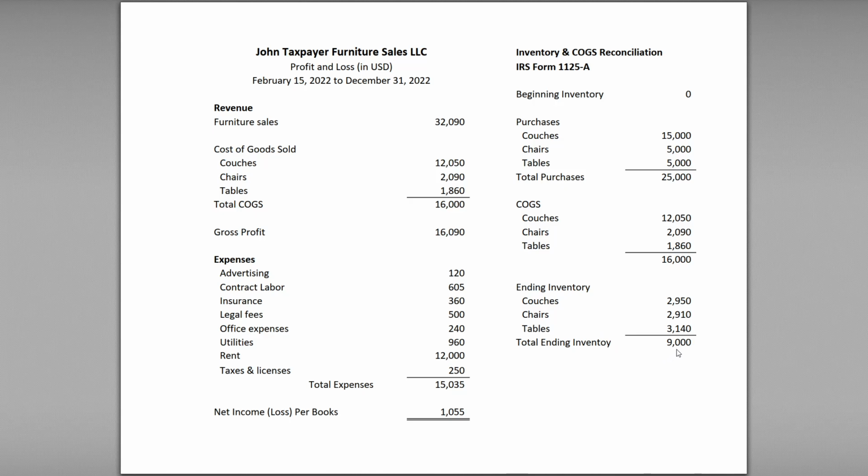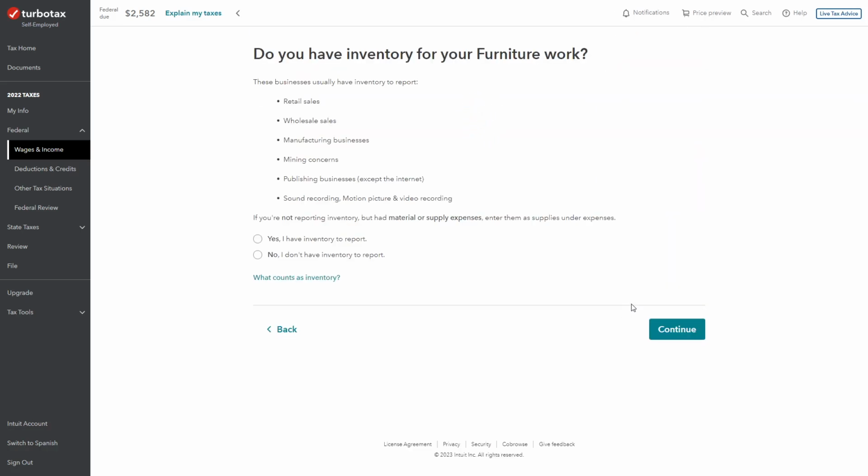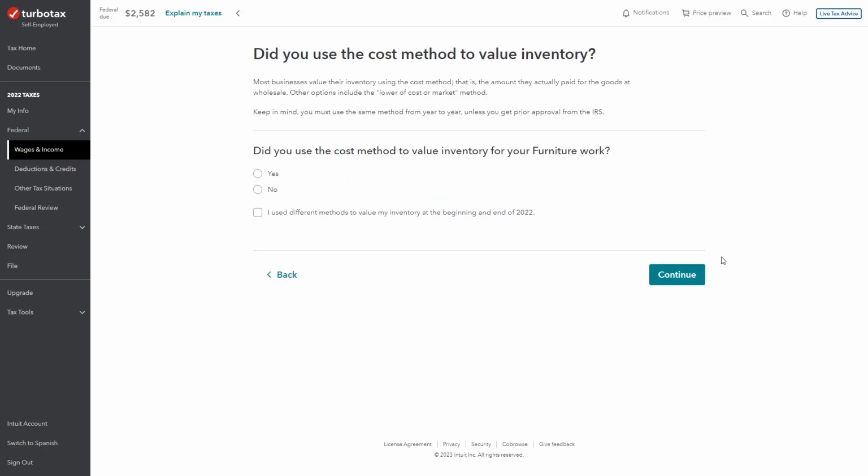So at December 31, 2022, $9,000 worth of inventory remains. Now go back to the schedule and we'll start entering the inventory information. We do have inventory to report, right? And it gives us some businesses that commonly have inventory. We know we have inventory, so yes, we do have to report inventory.